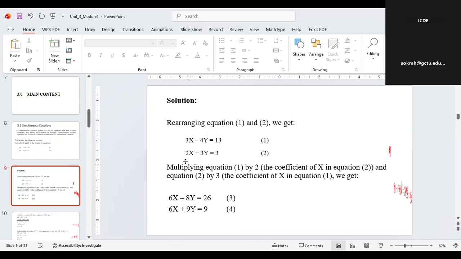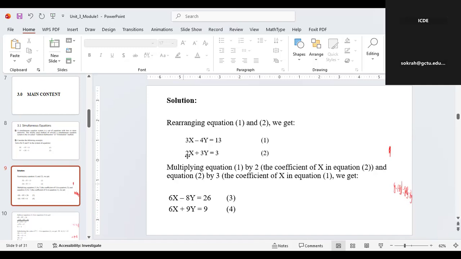So when I use the 3 to multiply equation 2, I multiply 2x by 3, and that gave me 6x. I multiply 9y by 3, the same 3 that I used to multiply the 2x here. I use it to multiply 3y, and that gave me 9y. Then you use the same 3 to multiply the 3 here, and that gave me 9. So that is the equation 4 you see.